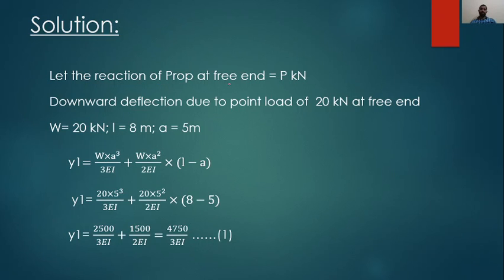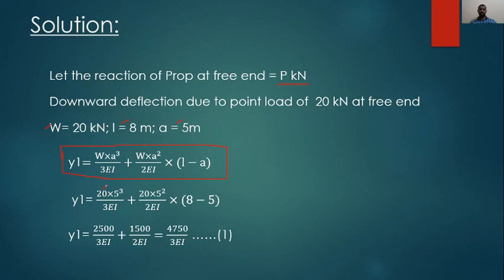Let the reaction of the prop at the free end be some P kilonewtons. Now, the downward deflection due to the point load of 20 kilonewtons at the free end. Here the value of point load W is 20, L is 8 meters and a is 5 meters, because we have this formula from the double integration or Macaulay's method. y1, that means the downward deflection due to this point load, is y1.